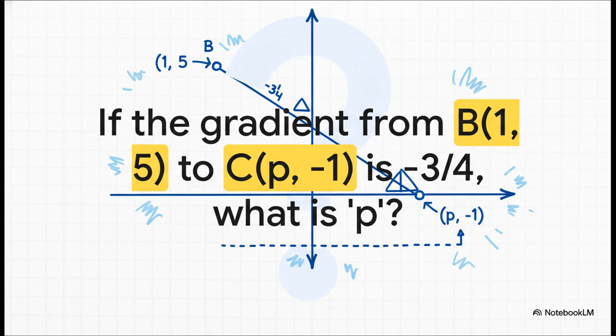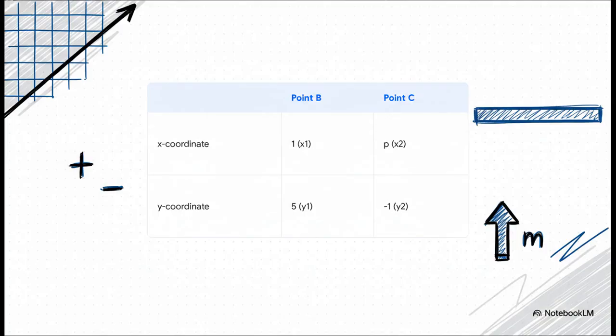But here's the twist. This time, we aren't trying to find the gradient. We're given the gradient. It's -3/4. Our job is to work backwards and find that missing coordinate, p. To solve this, we've got to go back to the basic definition of a gradient. Remember, the gradient m is just the change in the vertical direction, the rise, divided by the change in the horizontal direction, the run. The formula for that is y2 minus y1, all divided by x2 minus x1.